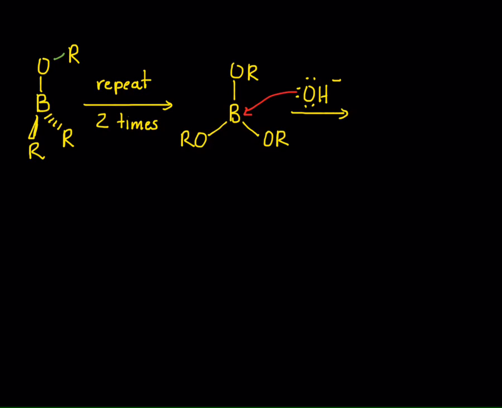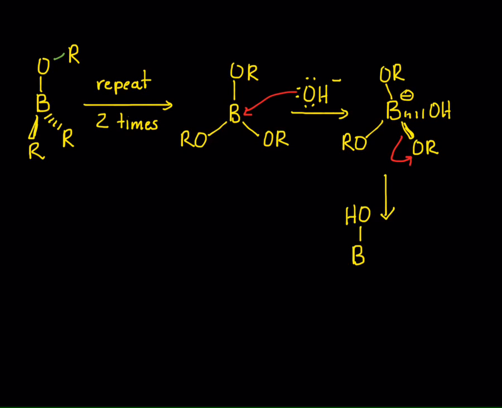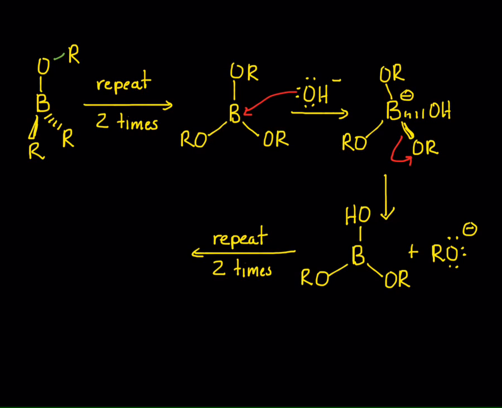Again, the boron has an empty p orbital, and so it's still a Lewis acid, so hydroxide can react with that ester, and I get this particular complex, right? And now once this tetrahedral borate forms, I can lose one of the OR groups, and I get this, right? And now I'm going to simply repeat this process 2 more times. And this is how I'm going to get boric acid.